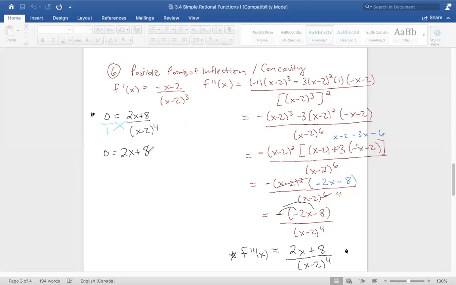If I were to bring that 8 over to the other side, I'd have negative 8. And then divide by 2, I'd be left with x equaling negative 4. So x equaling negative 4 is a possible point of inflection, right? So let's write that down underneath here. Therefore, I have a possible, we don't know yet till we do the chart, the second derivative test, POI. I have a possible point of inflection at x equals negative 4. Might be where it changes from concave up to concave down, right? We're not really sure yet.